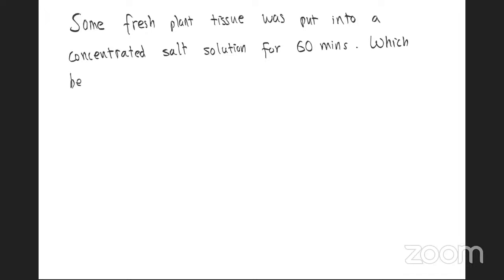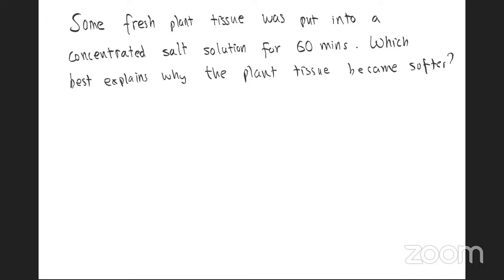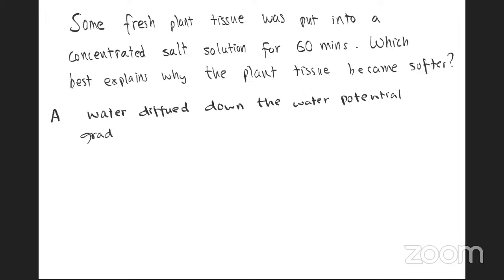So which best explains why the plant tissue became softer? Option 1: water diffused down the water potential gradient from cell to surroundings.